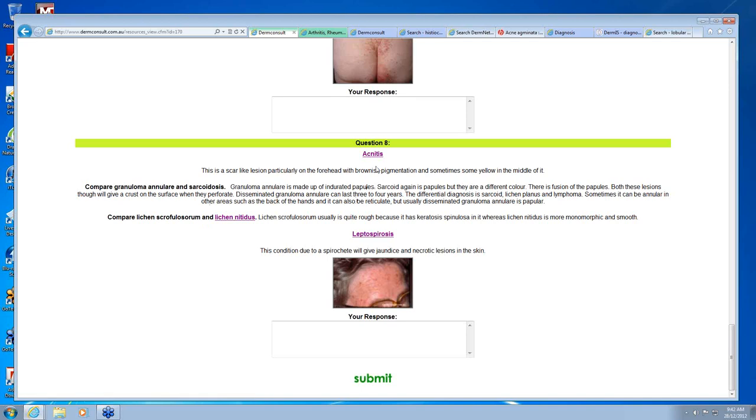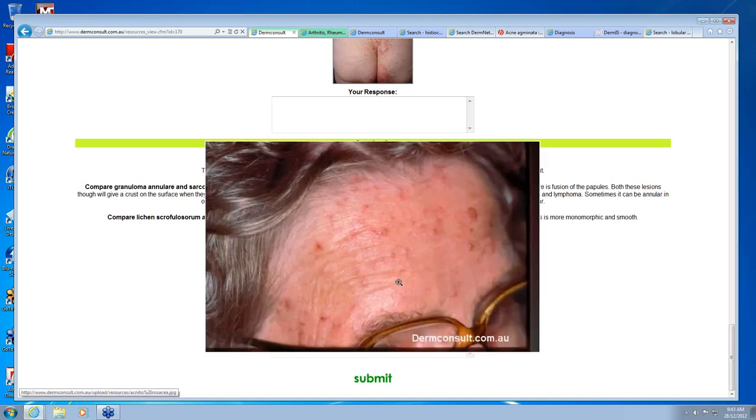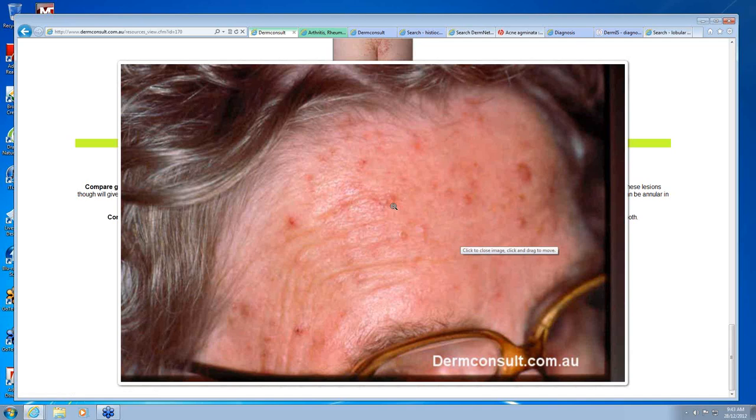What are we ending up with? Lupus miliaris disseminatus faciei. It used to be thought of as being a tuberculid. It may just be a form of granulomatous rosacea. There's a scar-like lesion, particularly on the forehead, with brownish pigmentation and sometimes some yellow in the middle of it. It's these lesions up here, often at the scalp edge. Sometimes they break down like this as well.